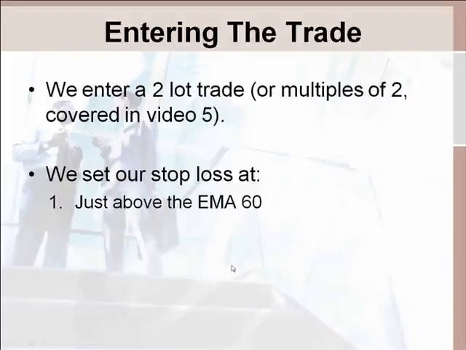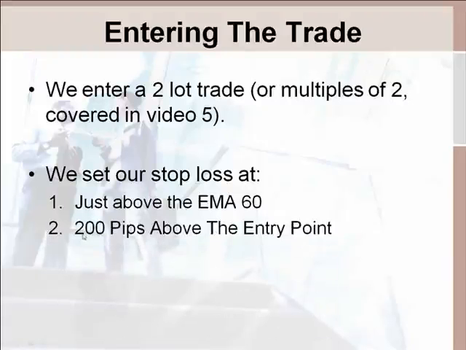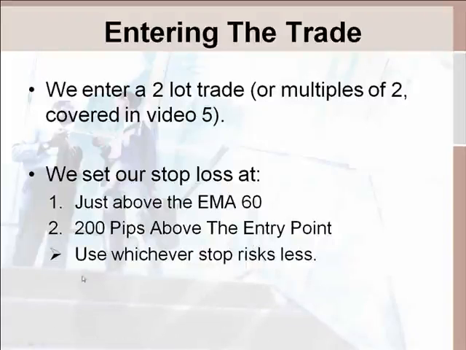We're going to use one of two rules to set our stop loss. We're either going to set it just above the EMA 60, or we're going to set it 200 pips above the entry point. In a faster moving market, you would probably use the 200 pip rule. Most of the time, you'll probably set it just above the EMA 60. I would set it 20 pips back or something from the EMA 60 and use that. And we're going to use whichever stop risks less money. So in a faster moving market where the EMA 60 was 300 pips away from the entry point, you don't want a stop that big. You would use the 200 pip rule. Any other time you're going to set it just above the EMA 60.